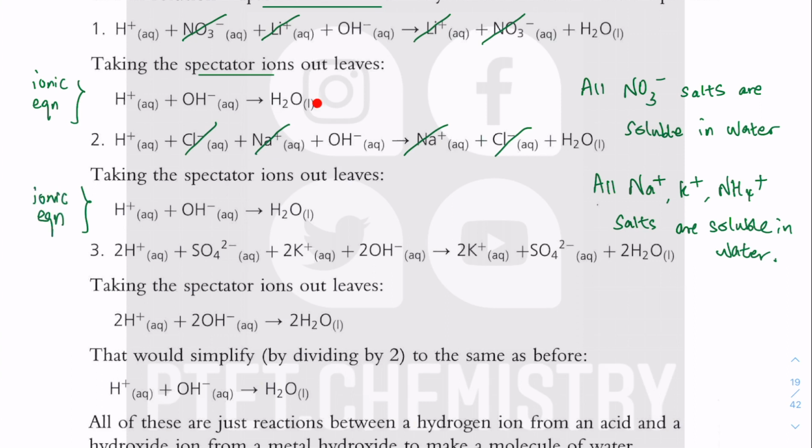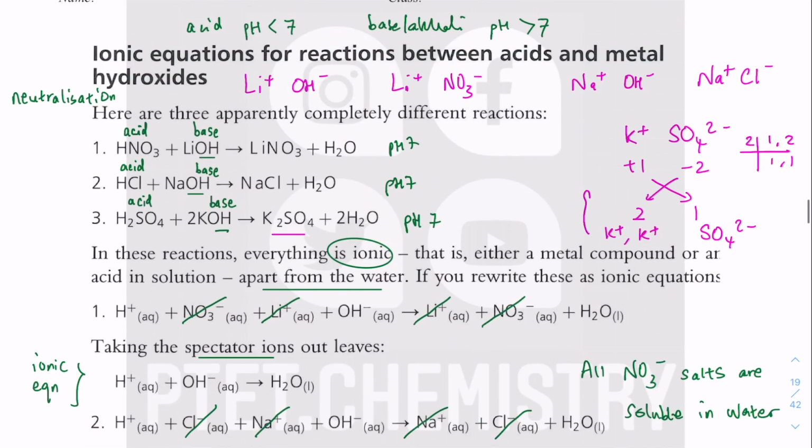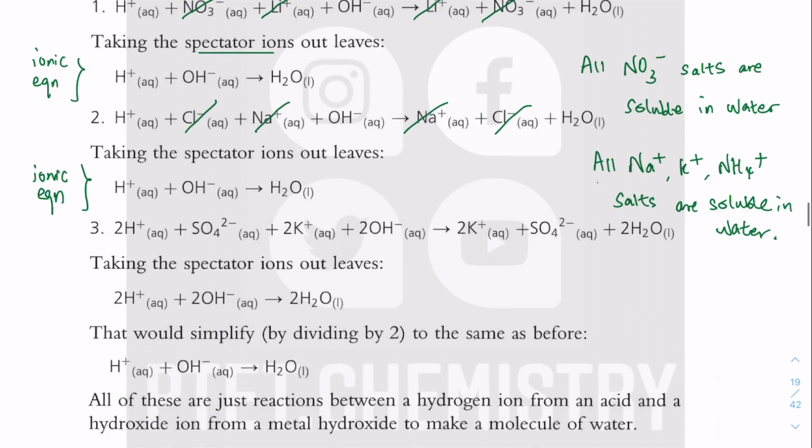Hope you can see that these two are exactly the same equations. So despite whatever your reactants and your products, as long as it involves an acid and a base, you always have one ionic equation, which is H+ aqueous plus OH- aqueous giving H2O liquid. That same ionic equation is the same ionic equation for every single acid plus base reaction in the world.